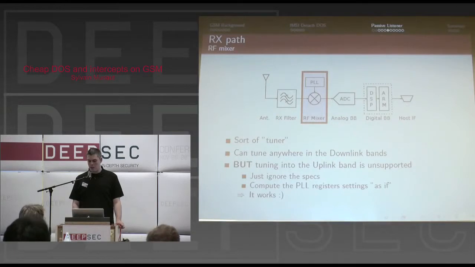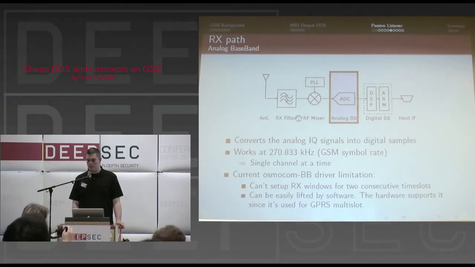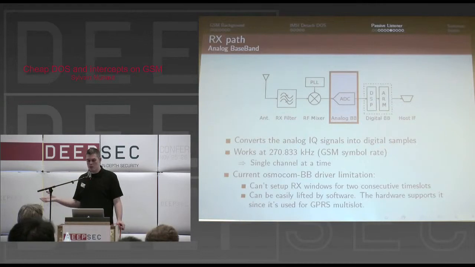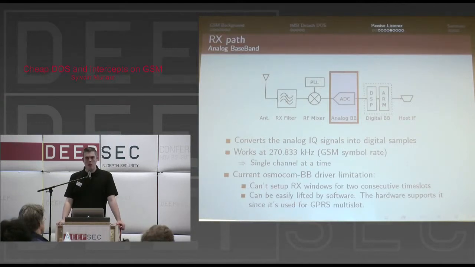So the RF mixer outputs analog IQ signals, quadrature signals, into the analog baseband. The analog baseband is just basically an ADC. It converts the analog signal into digital samples that can be later processed. It doesn't really pose a problem for us. The only problem currently is the driver for it is slightly limited.